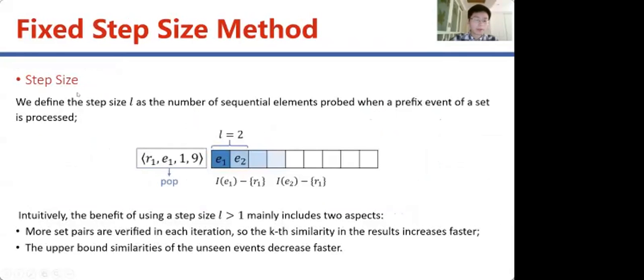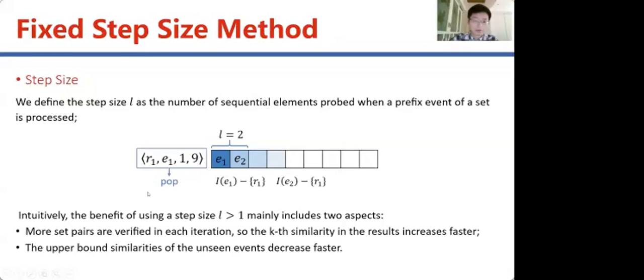The next part is our proposed fixed step size method. Step size L is defined as the number of sequential elements probed when a prefix is processed. As shown in the figure, the step size is 2. When the event is processed, elements E1 and E2 are both probed.